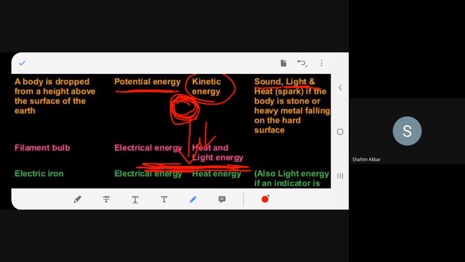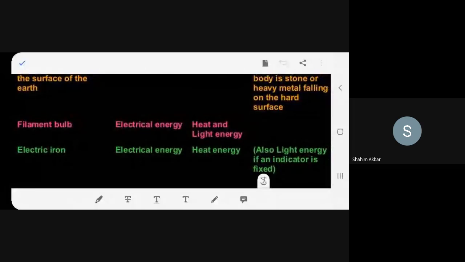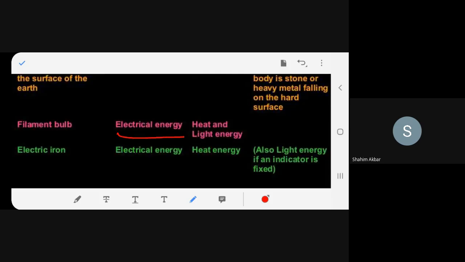Okay. Now we come to the bulb. Filament bulb: electrical energy, heat and light energy. Now you put on the electricity and there's a bulb glowing at your home. When you switch on the light, which energy started working? It was electrical energy, the flow of electrons. Now that makes the heat and light energy of your bulb. You agree?